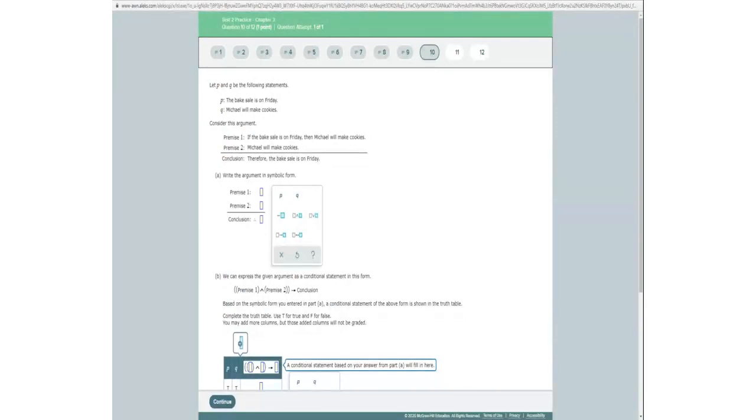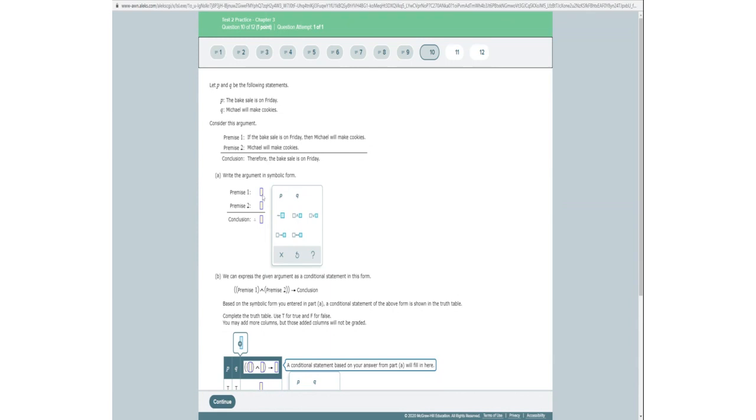All right, so we got P is the bake sale is on Friday. Q, Michael will make cookies. All right. So here's premise one. This is our argument from the book, a textbook argument. If the bake sale is on Friday, then Michael will make cookies. That's a conditional statement. Michael will make cookies, which is just a plain old simple statement. Therefore, the bake sale is on Friday. Now we're going to write these in here.